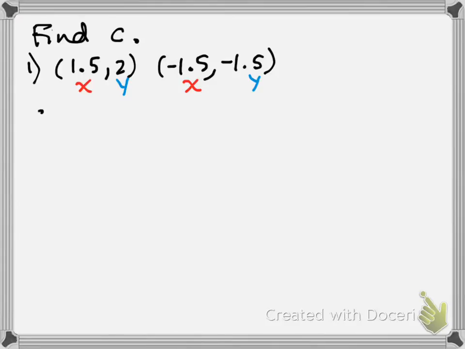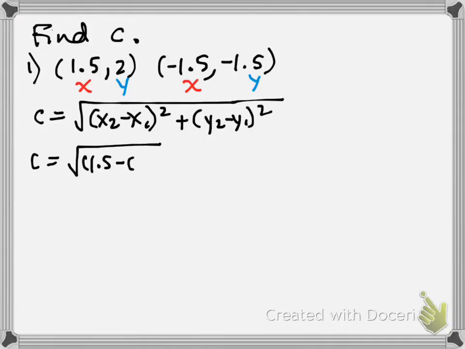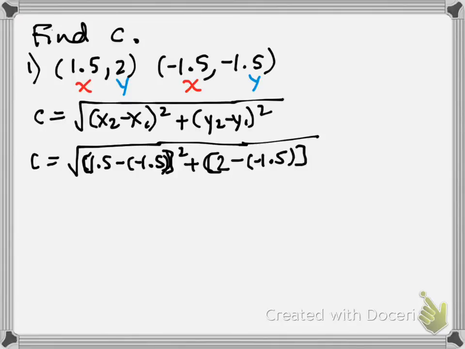So distance formula, I always write it out when I'm first learning something. We have our two x's being subtracted and then squared. We have our two y's being subtracted and then squared. And then we're going to take the square root of the whole thing. So substituting in, I have 1.5 minus negative 1.5, so I have a double negative. And I'm going to square that answer, and then I'm going to add to that 2 minus negative 1.5. So I've got double signs. Then I'm going to square that answer.